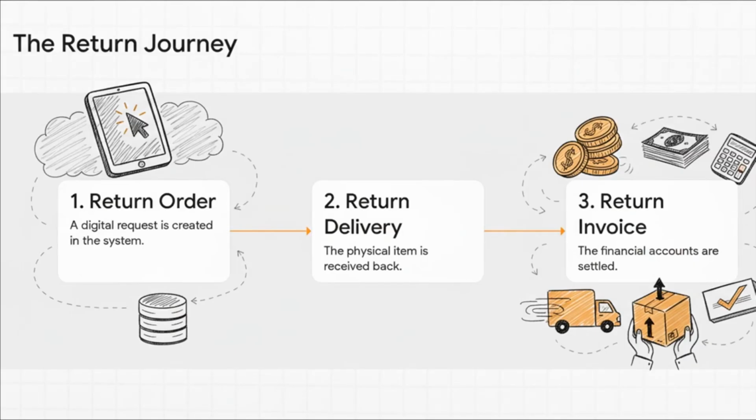Once that report is logged, the system follows this really clear three-act structure. Think of it like a little play. Act 1, the company creates a return order. Act 2, they process the physical return delivery, and Act 3, they issue a return invoice to make things right financially. Let's break down each act.